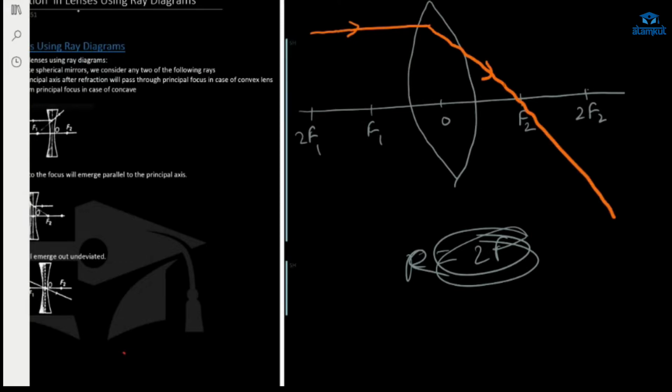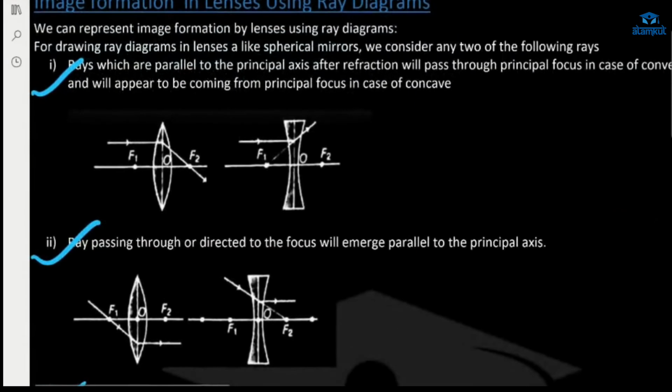Again, from below the principal axis, we make two lines. The ray that is parallel to the principal axis, after refraction, passes through the focus. Okay, fine. In this one, only one ray has been drawn. It's okay, you can also do that.